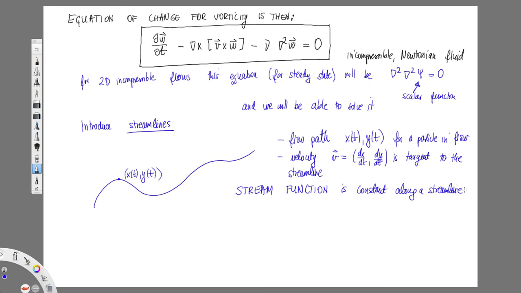Why? Well, I'm defining that as a function that is constant along streamlines. So let me see what it should be. Basically, I'm going to say, okay, this is a function such that psi along that path is constant for any time t, right?